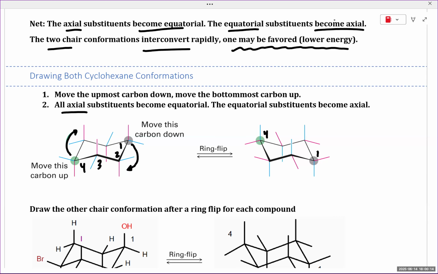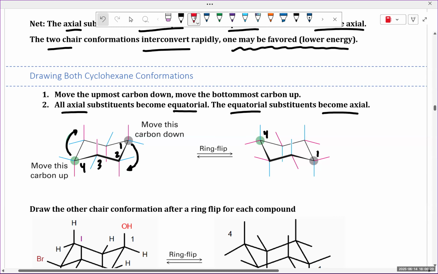All axial substituents become equatorial, and the equatorial substituents become axial. So for example, this substituent in the axial position is now in the equatorial position after the chair flip. This substituent in the equatorial position is now in the axial position post-chair flip.